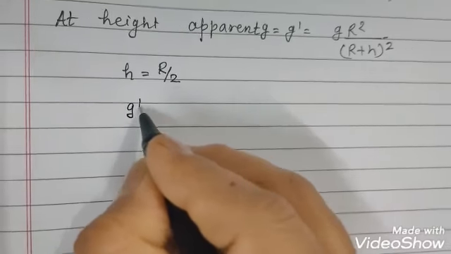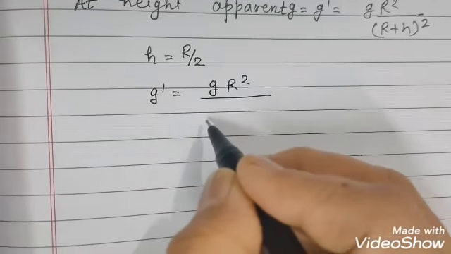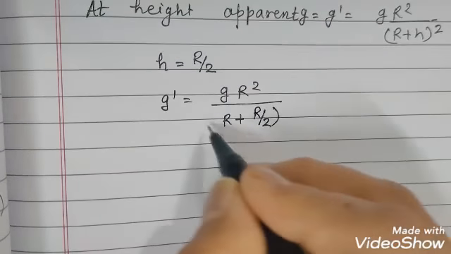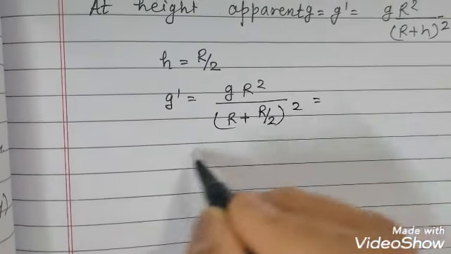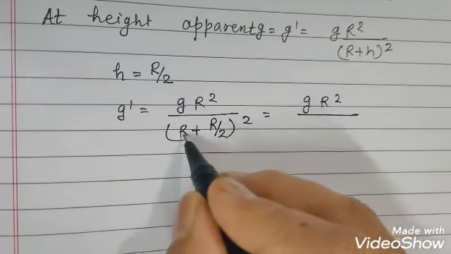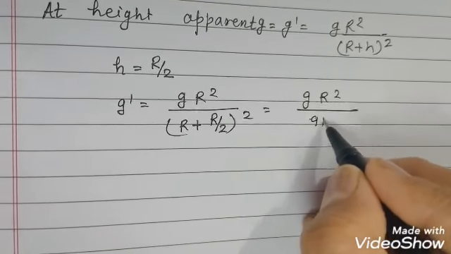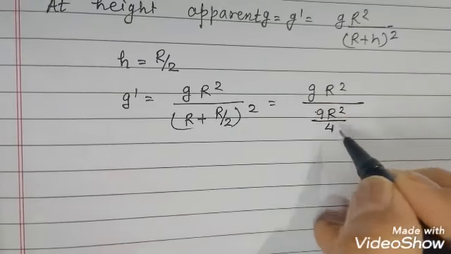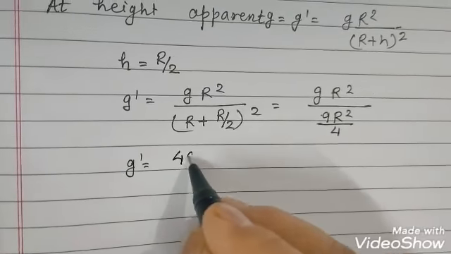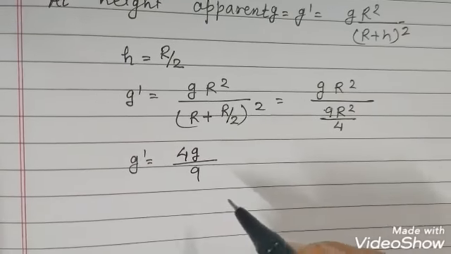So g dash will be equal to g R square upon R plus, in place of h we write R upon 2, the whole square. It is g R square upon, 2 plus 1 is 3, and squaring, 3 threes are 9, R square upon 4. This 4 will go up, so g dash is 4g upon 9. R square would be cancelled.